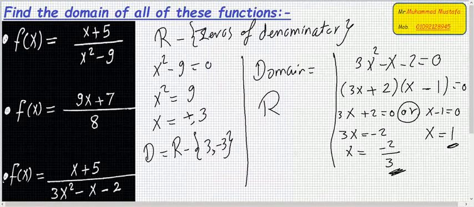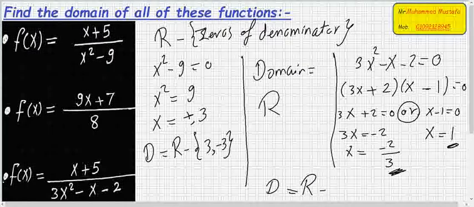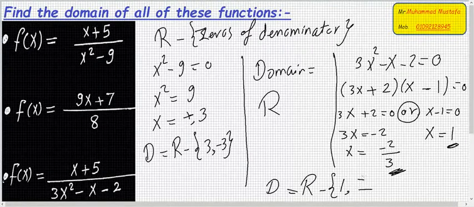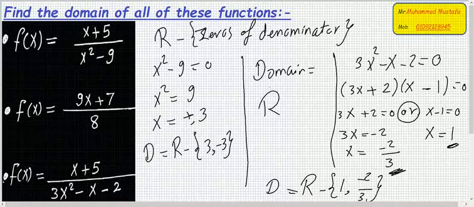Then the domain of the function equals R minus the set of zeros of the denominator: R minus 1 and -2/3.